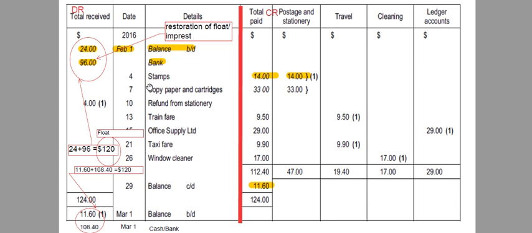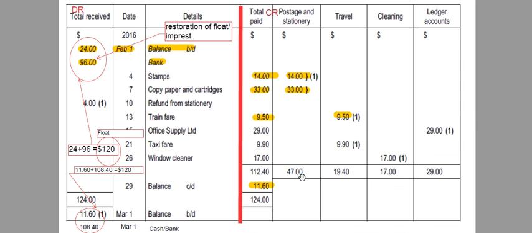Then on the 7th, copy paper and cartridges are bought, and they'll be put in the total paid column and the postage and stationery column. And then on the 13th, train fare is paid, and the train fare will be recorded in the total paid column and in the travel column, and so on and so forth. Once you have recorded all the payments and all the receipts, you add up all the analysis columns. Here you see the analysis columns adding up.